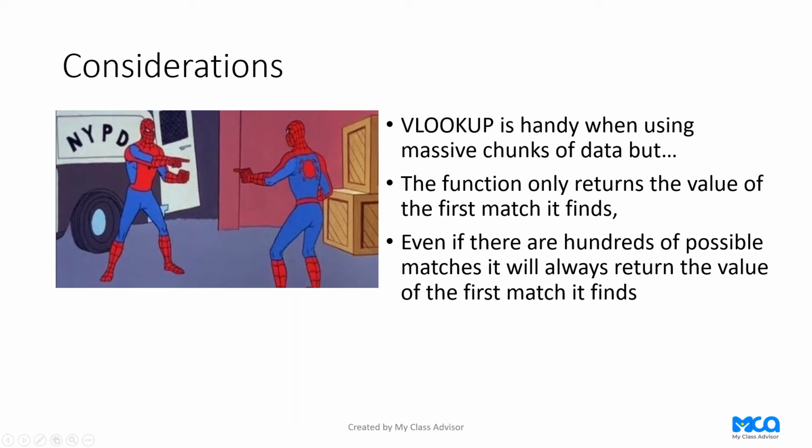Vlookup is handy when using massive chunks of data. However, it only returns the value of the first match it finds. In case you have duplicate values and there are 100 possible matches, it will always return the value of the first match it finds.